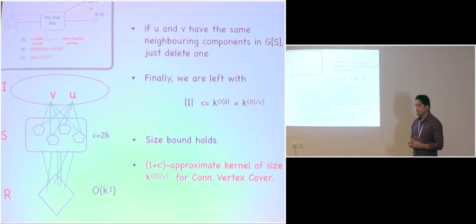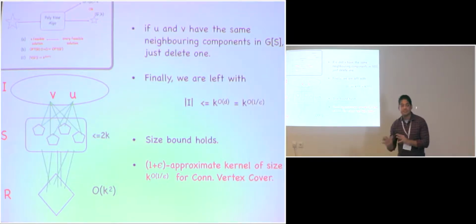When you stop, what you end up with is essentially k to the order D neighborhood classes in I, and each neighborhood class has size only k plus 1. And when this happens, the size of G prime is bounded by k to the big O of 1 over epsilon, because D was nothing but order 1 over epsilon.